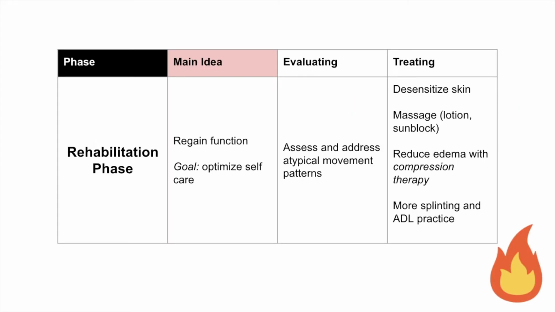So the rehabilitation phase is the phase where we're going to regain function. This is the meat of it. This is OT heaven, because we're going to be doing what we can to rehab this person. The goal is to optimize self-care, and in evaluation, you're going to be assessing or addressing atypical movement patterns. And during treatment, you're going to be focusing on desensitizing the skin, massaging the scar with lotion or sunblock even. You're going to be focusing on reducing edema, introducing compression therapy, and also just more splinting and ADL practice.